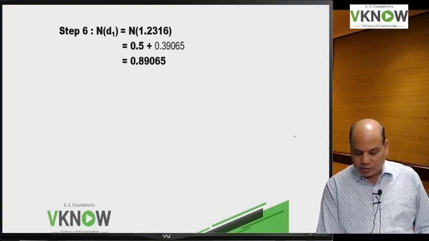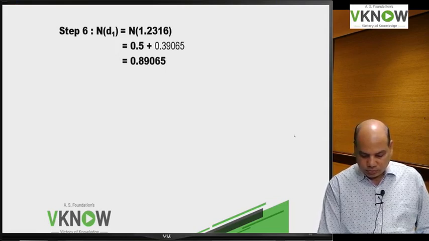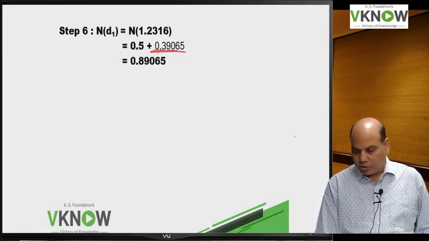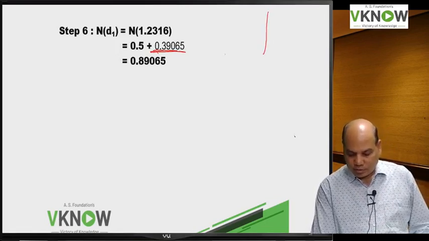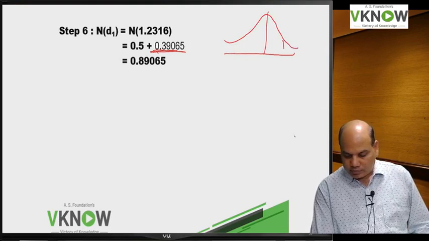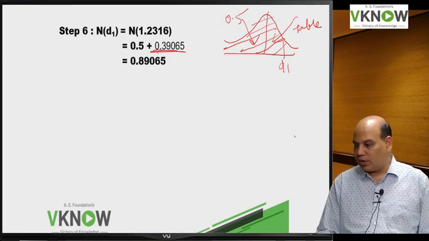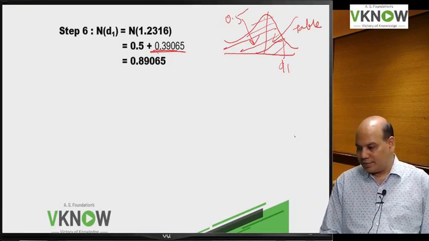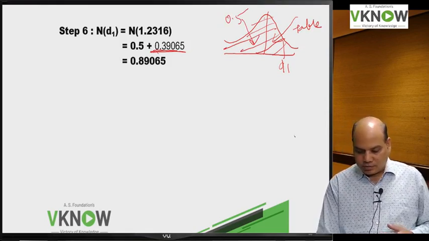So you have seen this factor here in your normal table. Because D1 is positive, we'll add 0.5. If D1 is positive, we have to find this area. This is given by the table. This is the table value plus 0.5, if the area between mean and D1 is given.